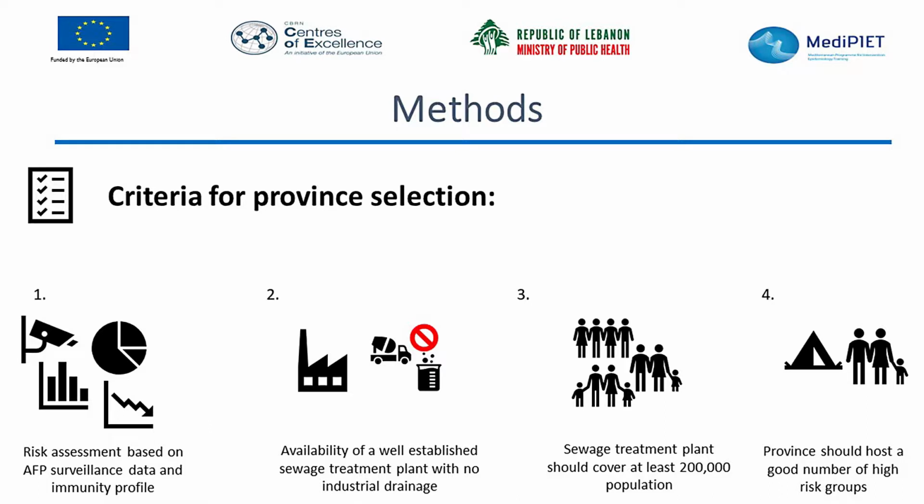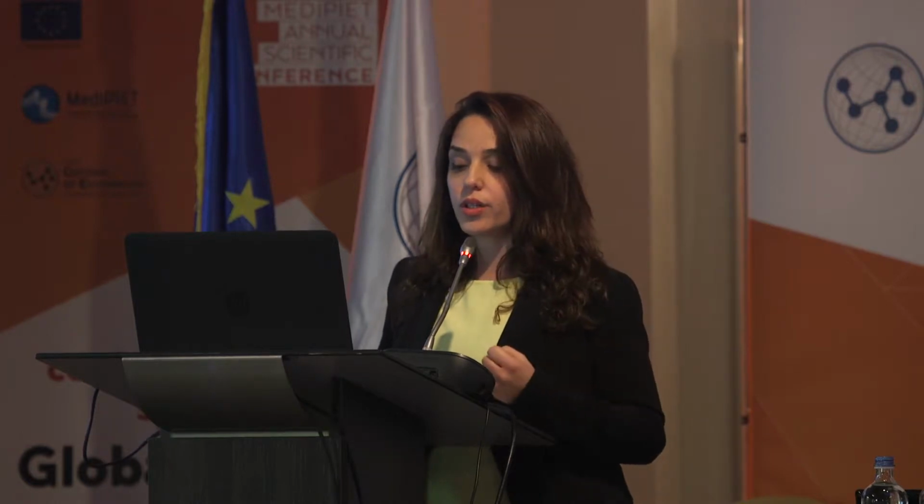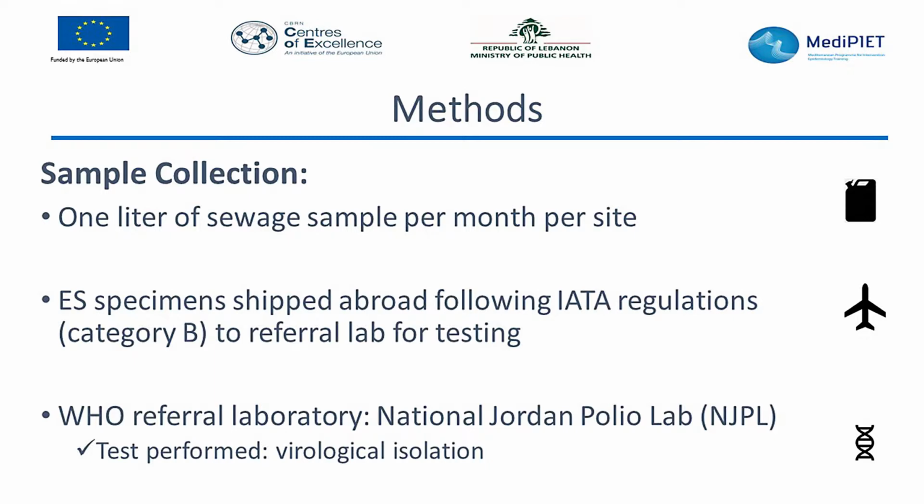So the criteria for selecting the provinces or the sites were first to do some risk assessment based on the indicators of the AFP surveillance data as well as the immunity profile of the provinces, and then identify out of those provinces that were considered at high risk if there were any well-established sewage treatment plants with no industrial drainage, and the sewage treatment plant should cover at least 200,000 population, capturing as well high-risk groups within their catchment area. So 1 liter of sewage sample per month per site is being collected.